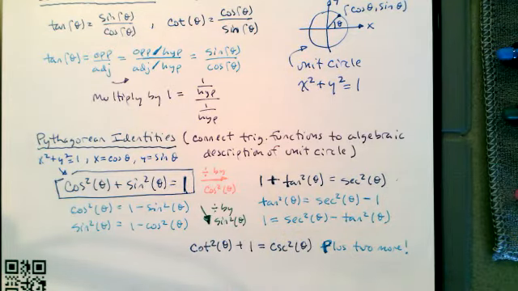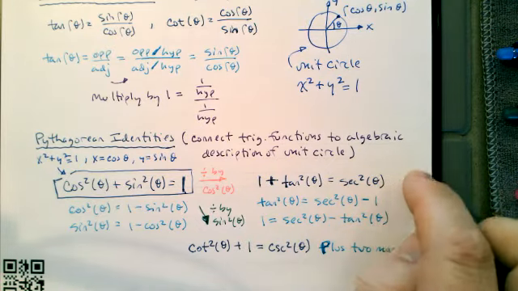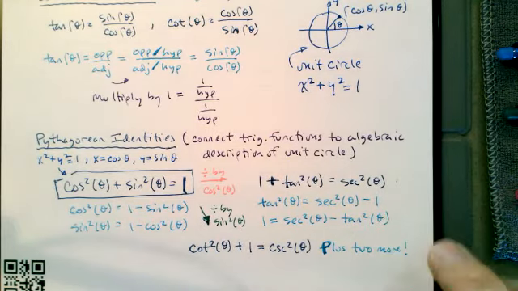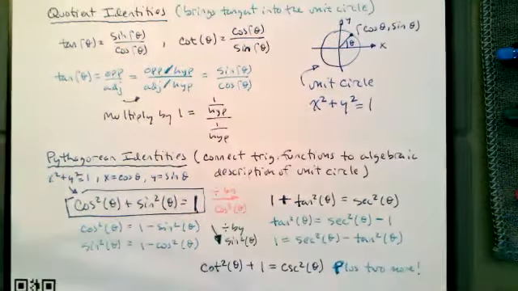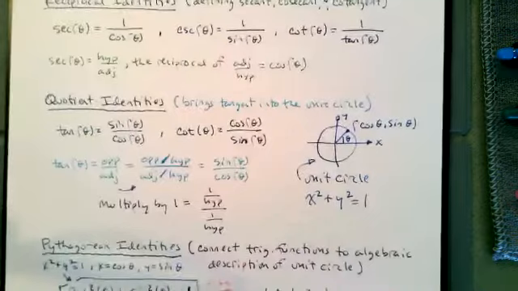Spend enough time doing that, and you'll just start remembering that 1 plus tangent squared is secant squared. Don't spend enough time doing that, and you're going to have to go back and get 1 plus tangent squared is equal to secant squared. Ask me how I know. So you got your reciprocal identities, your quotient identities, and your Pythagorean identities. Remember what they are.